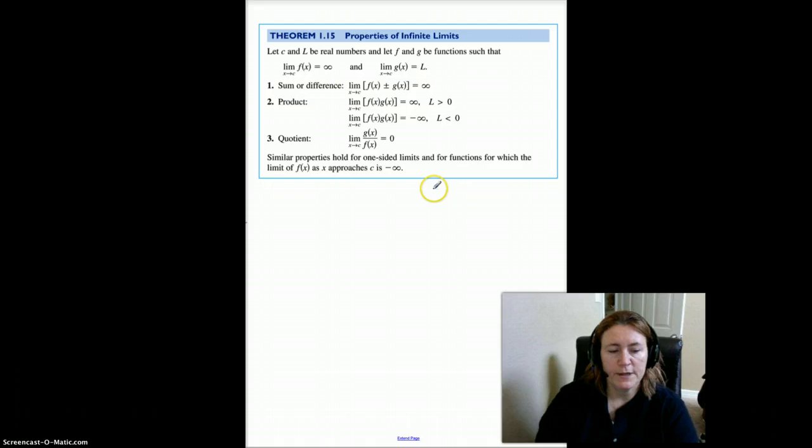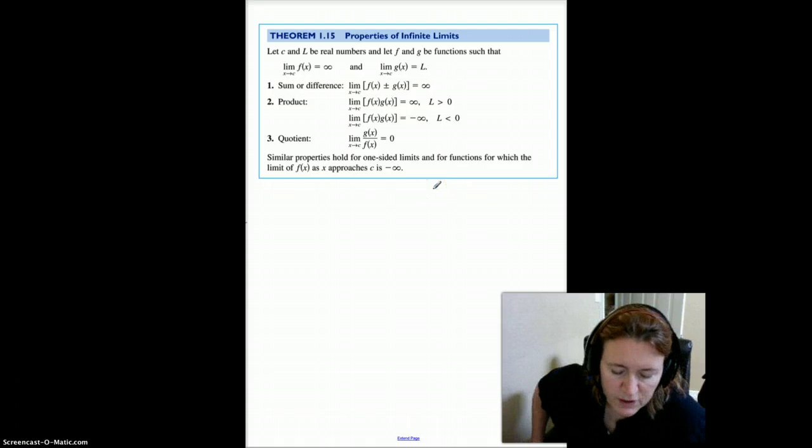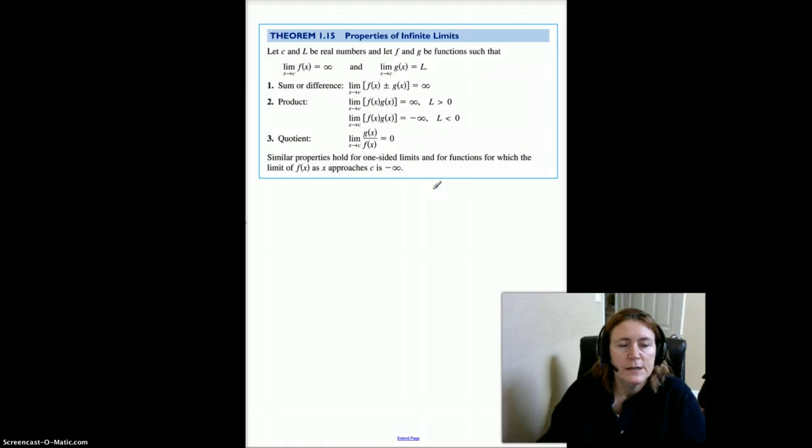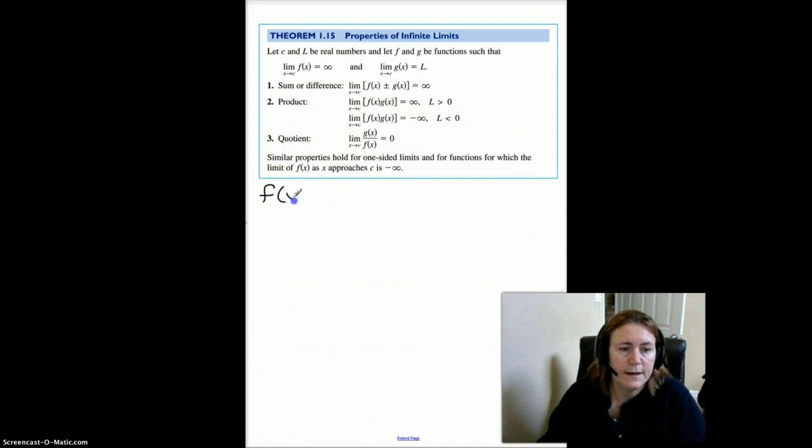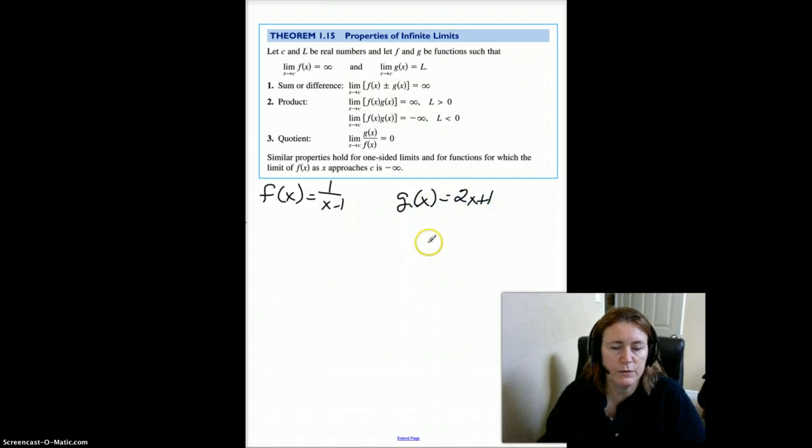Now let's talk about properties of infinite limits. Some of these are pretty much common sense. Suppose the limit of f of x as x goes to c is infinite, so this has an unbounded limit. But the limit of g of x as x approaches c is L, so g has a limit. Let's do an example. Say f of x is 1 over x minus 1, and g of x is 2x plus 1. Just two linear functions.